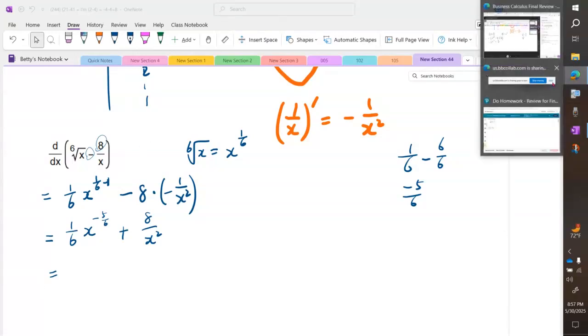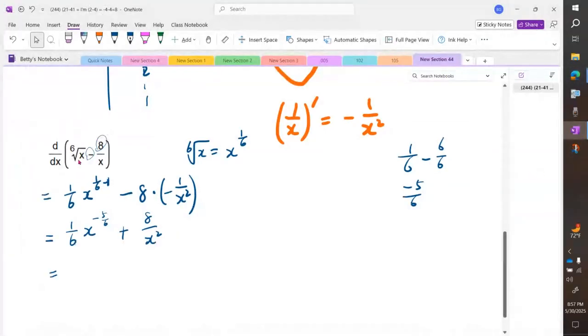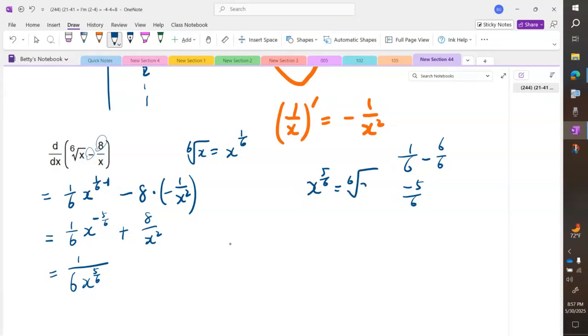Let's see if the problem is a multiple choice question. Oh, it's not. Since the original function is a radical function, I would write the result also in radical form. Firstly, we need to get rid of the negative sign, right? So we have 1 over 6, x to the 5 over 6. I believe this is good enough. x to the power 5 over 6 is the 6th root of x to the power 5.